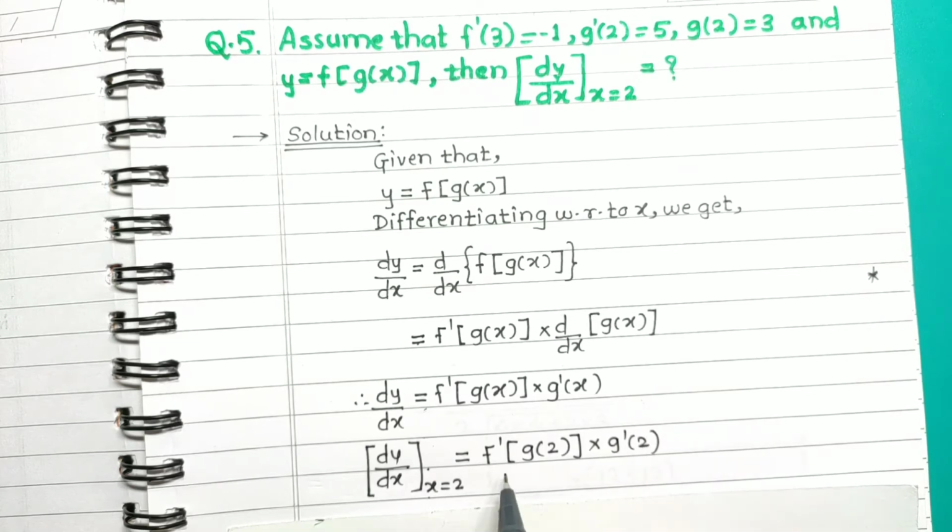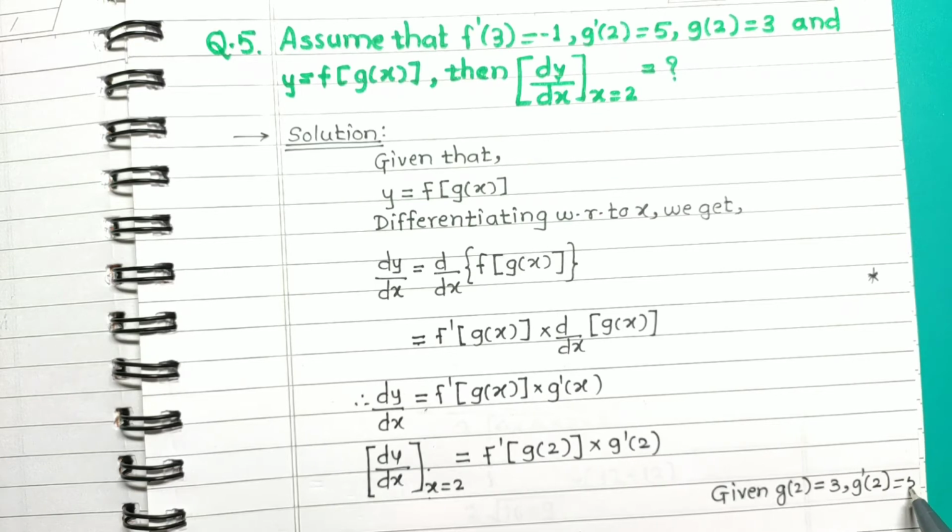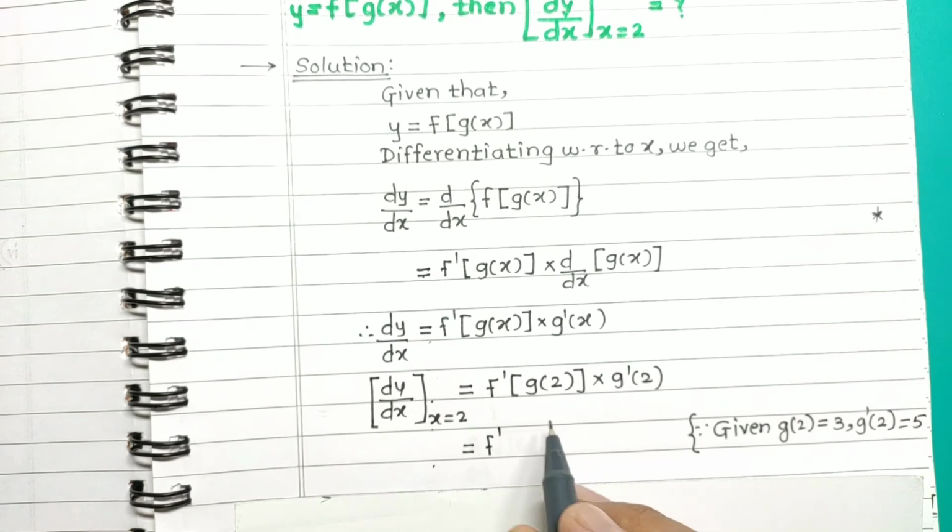Okay. Now to evaluate this, we have to use the given values. We are given g of 2 is 3, and we are given g dash of 2 is equal to 5. So using these two given values, we substitute them here. So this is f dash of, see, f dash of g of 2 is 3, f dash of 3 into this g dash of 2 is 5.